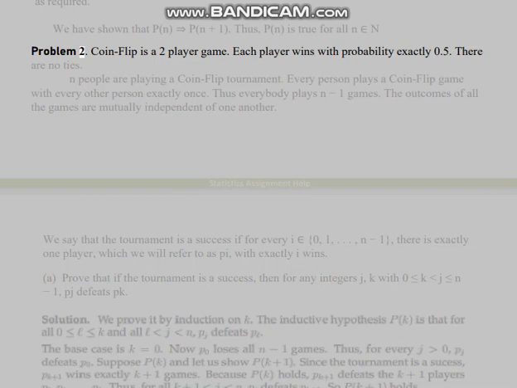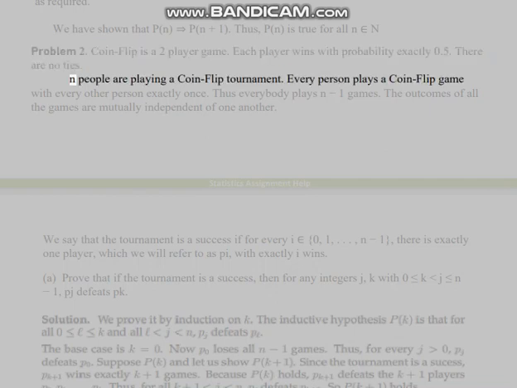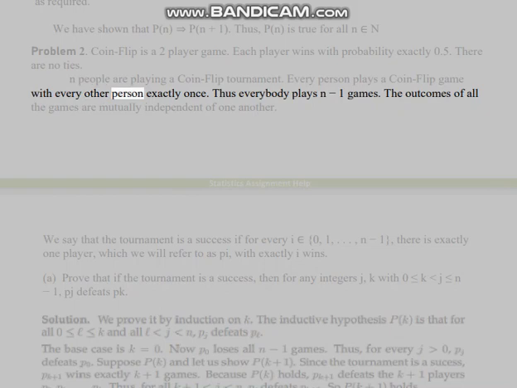Problem 2. Coin flip is a two-player game. Each player wins with probability exactly 0.5. There are no ties. N people are playing a coin flip tournament. Every person plays a coin flip game with every other person exactly once. Thus everybody plays n-1 games. The outcomes of all the games are mutually independent of one another.